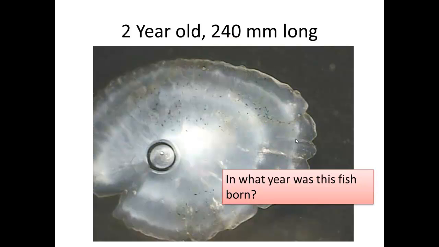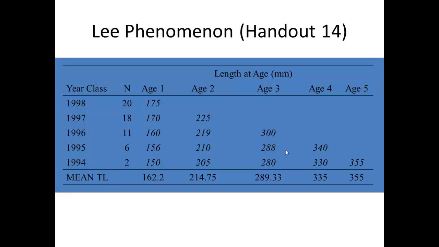So now, just as a mental exercise, we took the sample in August of 1999. So in what year was this fish born? Well, if the fish was 2 years old in August of 1999, it must have been born in spring of 1997. So it's in this 1997 age class.